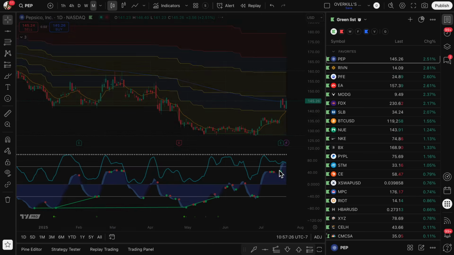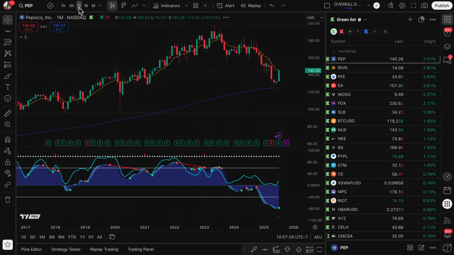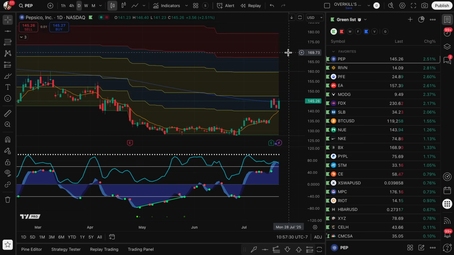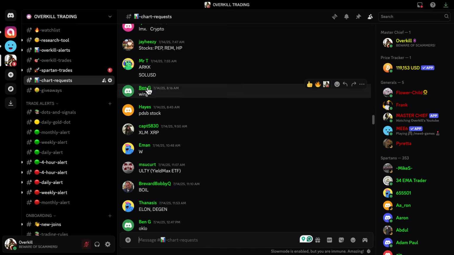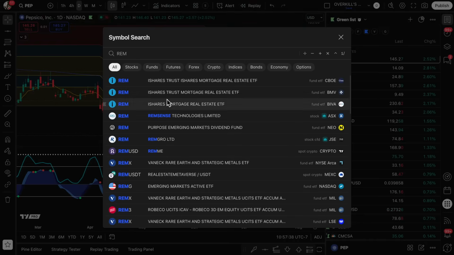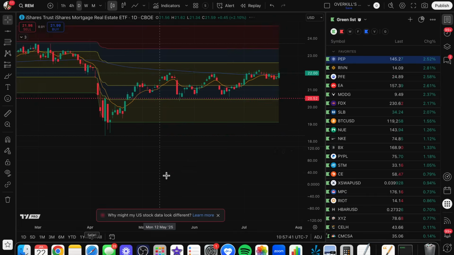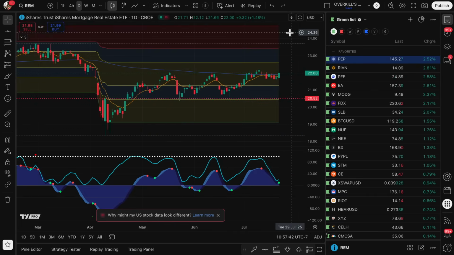Pepsi's ripping. Another one we called out here at the beginning of the month. Beautiful move here. That one's got some room back to 170, 180. I'd be holding that one, looking for that first price target. Pepsi looks really good. Really like Pepsi here. REM, that one's got some room also back to 24.